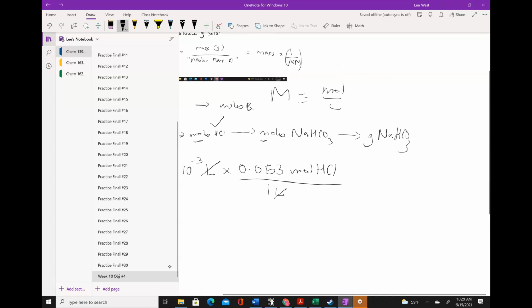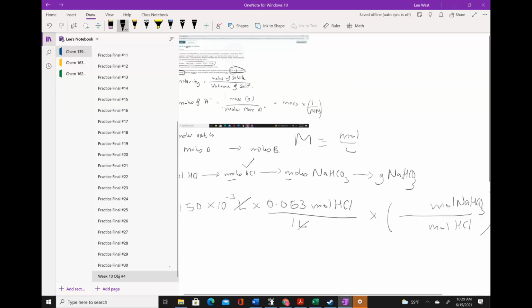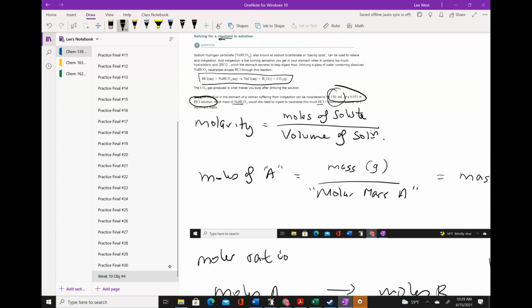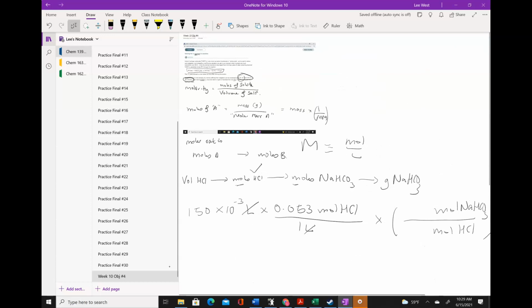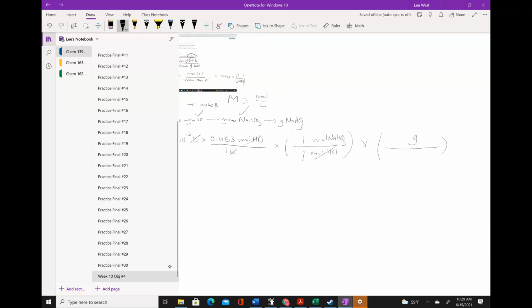Now I'm going to use my mole ratio. So I'm going to multiply by mole of sodium bicarbonate over mole of HCl. The numbers that go into my mole ratio just come from my balanced equation, and here they are. They're in a 1-to-1 ratio in this case, so that's nice and easy. Now moles of HCl cancel out, leaving me with moles of sodium bicarbonate. And then finally, I've got to multiply by the molar mass of sodium bicarbonate, so I need to multiply by grams of sodium bicarbonate in 1 mole of sodium bicarbonate.